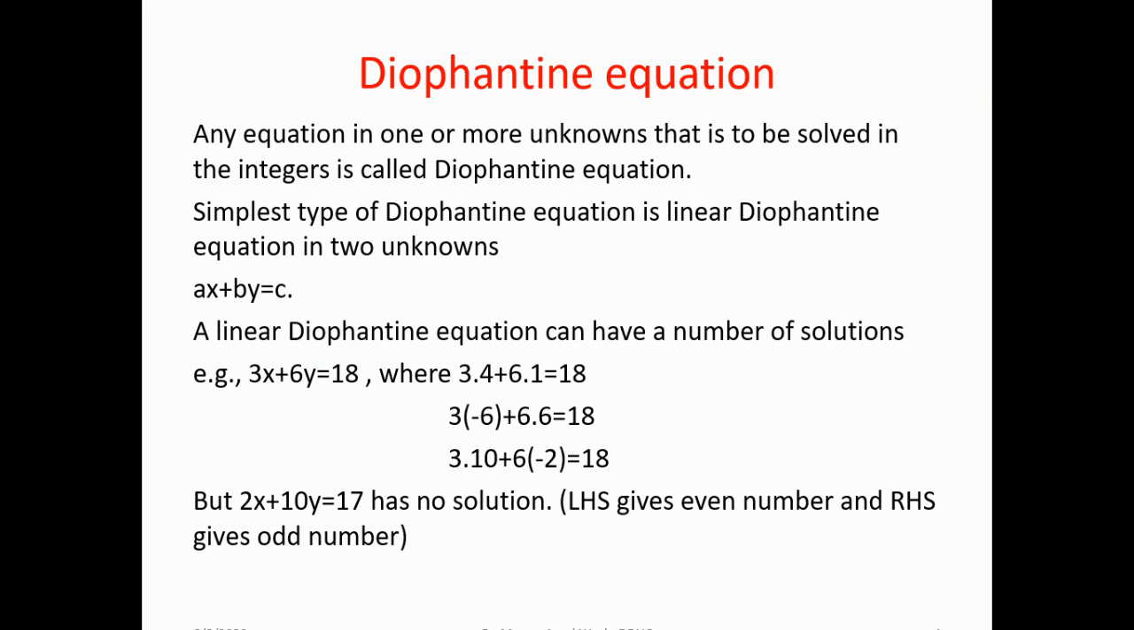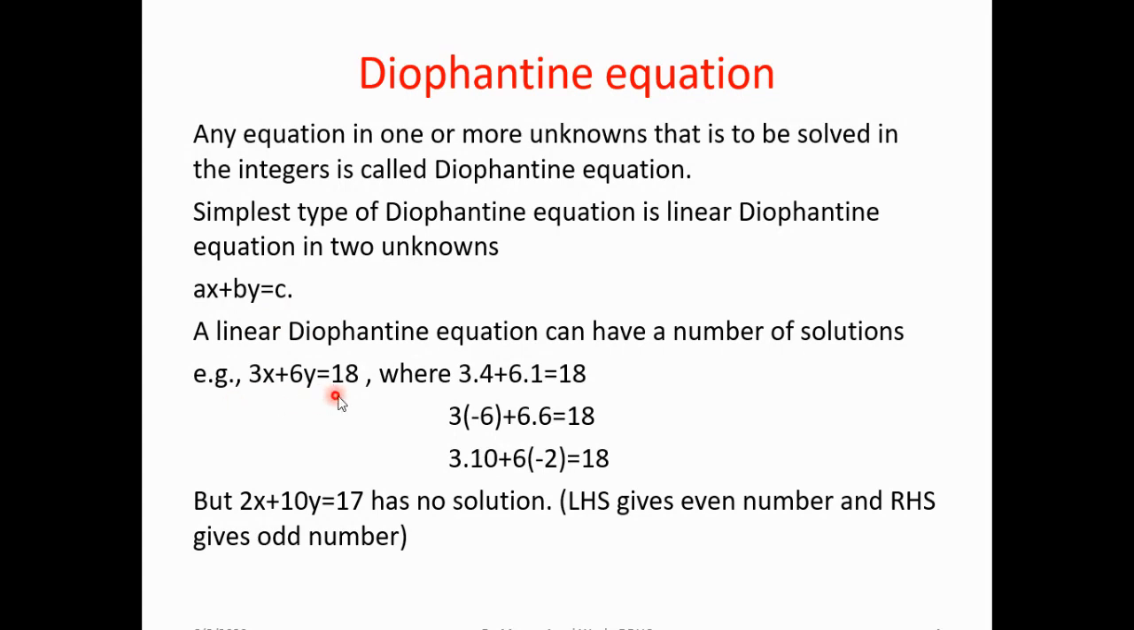Any equation in one or more unknowns that is to be solved in the integers is called a Diophantine equation. These equations were studied by Diophantus, so they were named after the mathematician. The simplest type of Diophantine equations are linear Diophantine equations in two unknowns, like ax plus by is equal to c. This is the simplest linear Diophantine equation in two variables x and y.